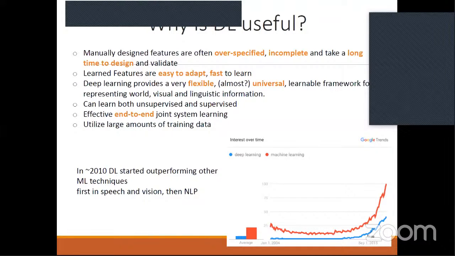It is effective from end-to-end joint system learning. So from beginning to end, you can start learning, and it has the capability of utilizing a large amount of training data. In every learning algorithm, you have training data and you have testing data. Without training, you cannot test. So you have to train the algorithm, by which it will learn some weights, and then use those weights on the testing data.